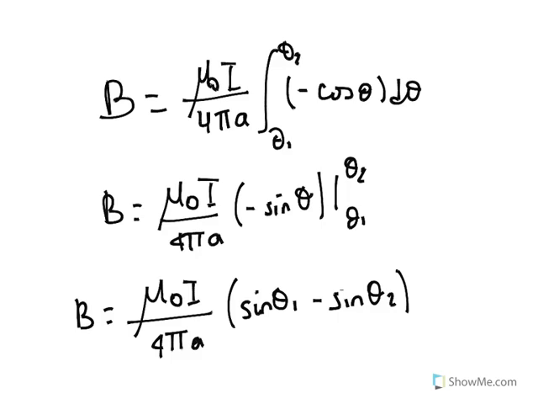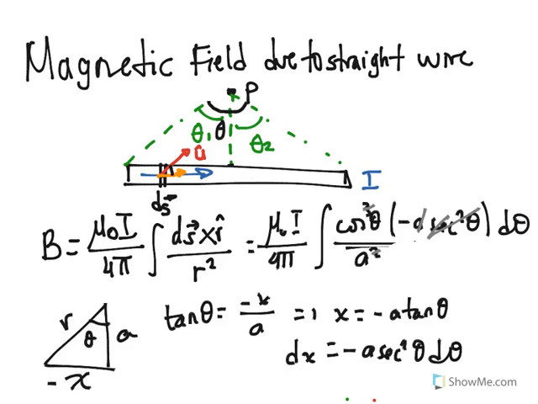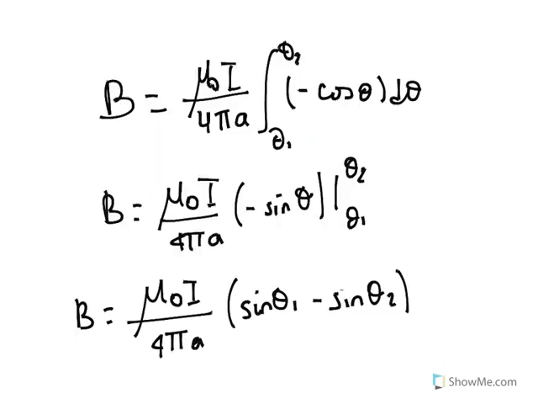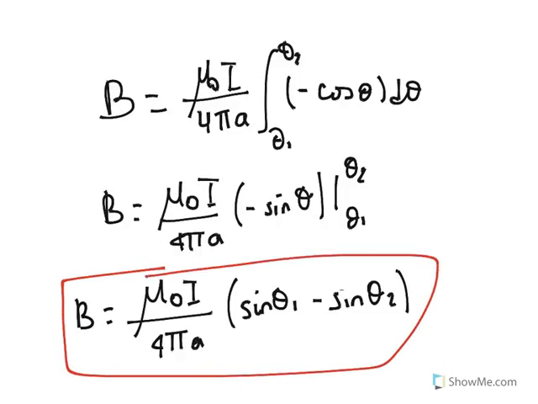And then of course we can have thetas like pi or whatever. These are in radians. Very large angles or very small angles for the magnetic field in this straight wire. So this is the expression that we're going to end up with.